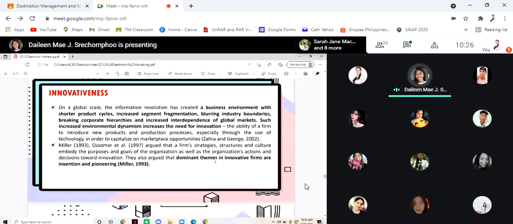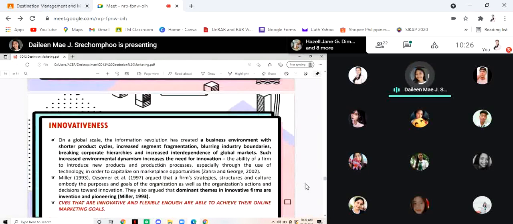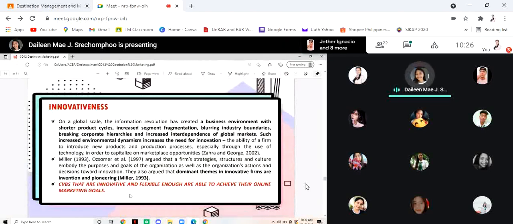Ang dominant themes daw ng innovation or innovative firms ay invention at pioneering. So, paggawa ng mga makabagong pamamaraan at pagpa-pioneer nun. CVBs that are innovative and flexible enough are able to achieve their online marketing goals. So, kapag innovative at flexible daw yung CVB, mas na-achieve nila yung kanilang goals sa pag-market online.